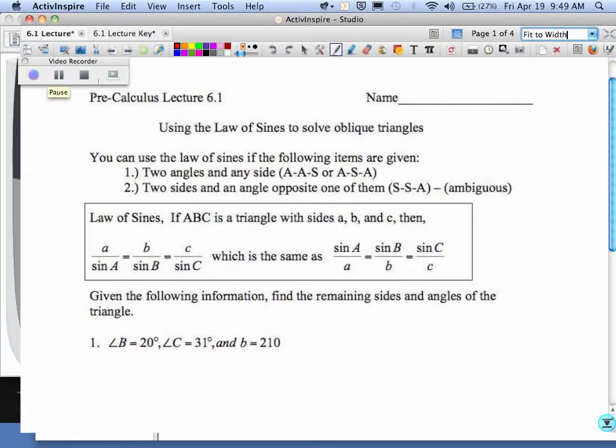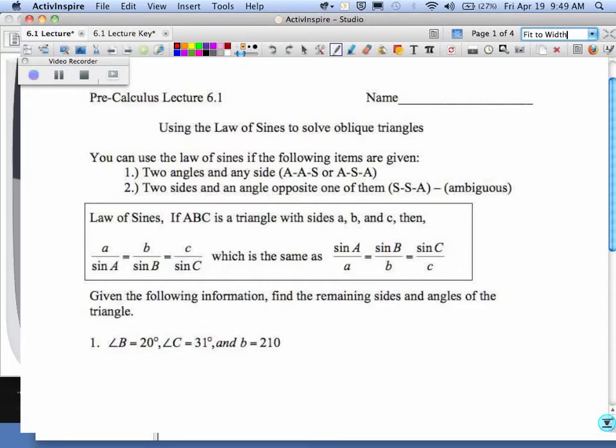6.1 and 6.2 will be the law of sines, and then law of cosines. Then we get into some vector stuff. One of the things that happens in chapter 6 is you start to feel a little bit more comfortable with this material because you've seen the triangle stuff before. It seems pretty easy, but I'm going to warn you, make sure you're digging into some more homework.